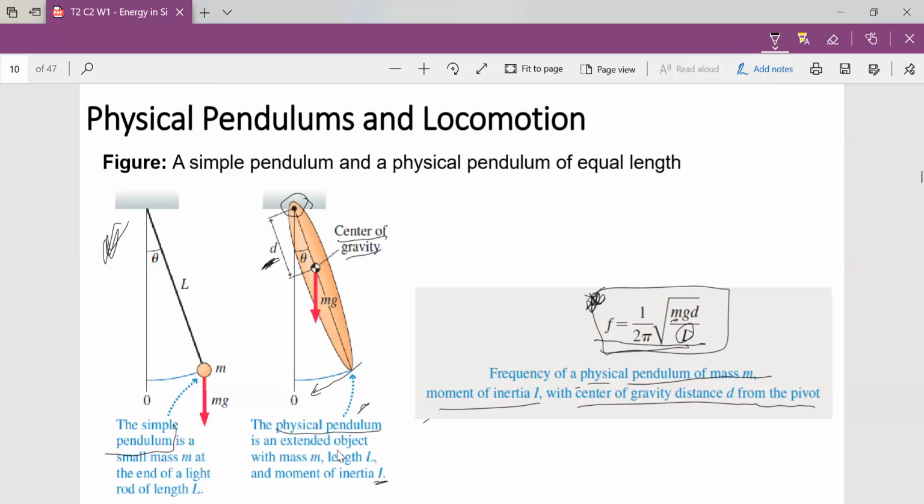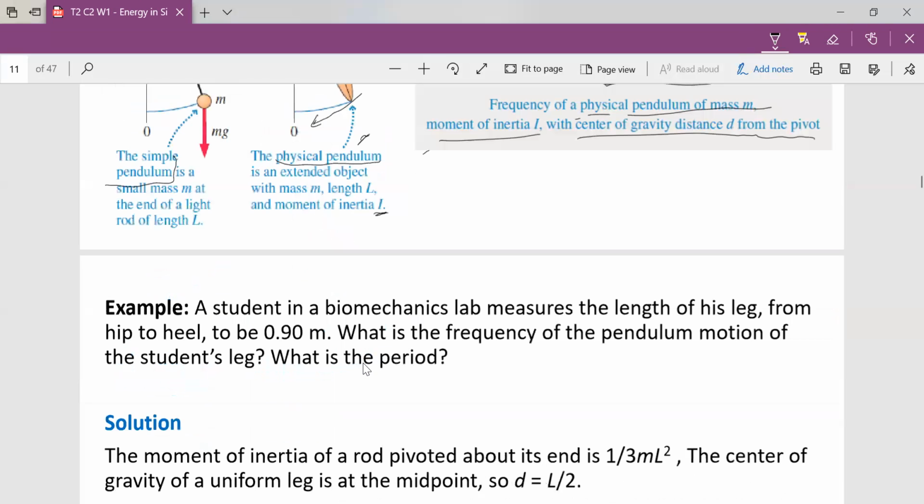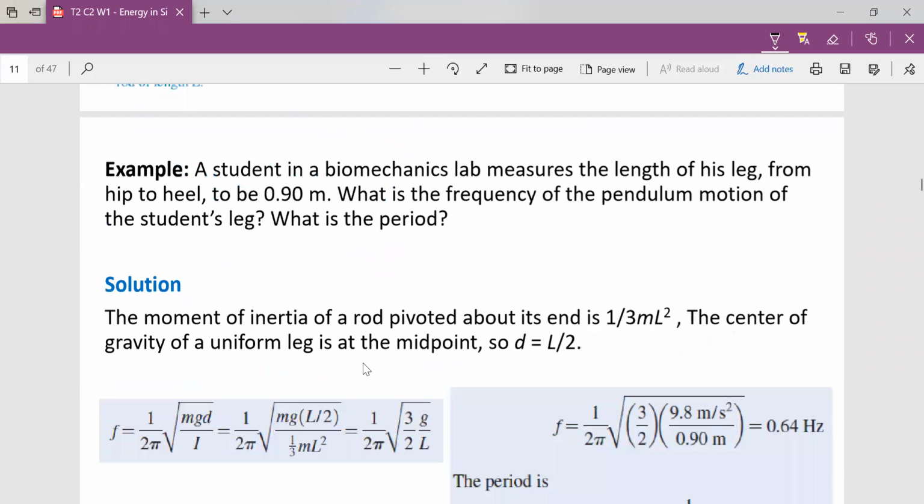Okay, so let's take one example. A student in a biomechanics lab measures the length of his leg from hip to heel to be 0.9 meters. What is the frequency of the pendulum motion of the student's leg, if the student is walking? Also, what is the period? So we are looking for both frequency and the period.